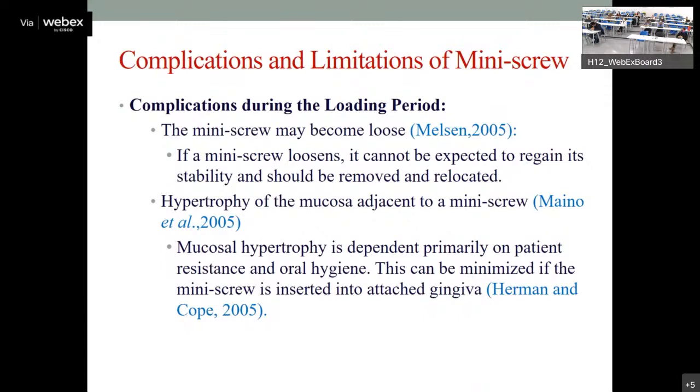Also, hypertrophy of the mucosa adjacent to the mini-screw. When you attach your force system, for example, power chain or coil spring, to the microscrew, there will be an area of stagnation of plaque and fluid stagnation. If the patient's oral hygiene is poor, then expect that there will be hypertrophy of the mucosa adjacent to the mini-screw. Remember, if you are inserting your microscrew in attached keratinized gingiva, this risk is minimal.